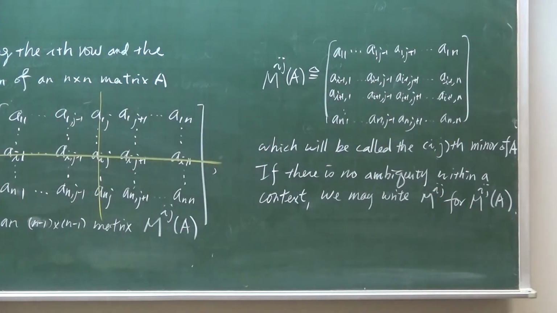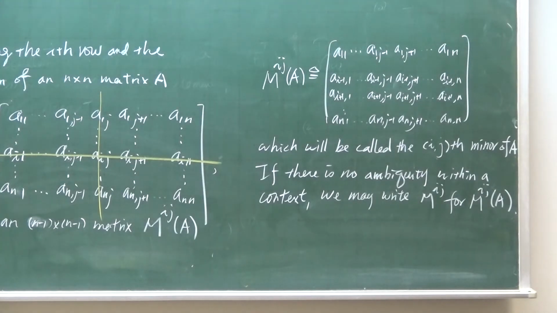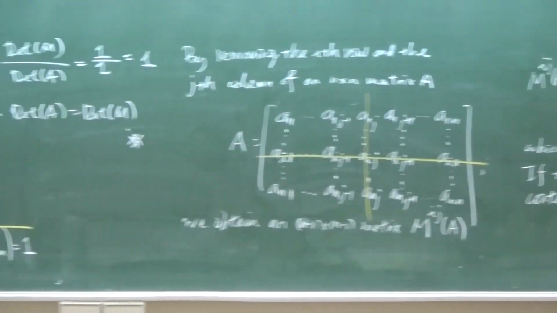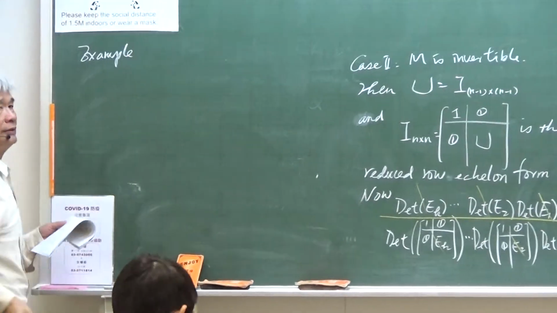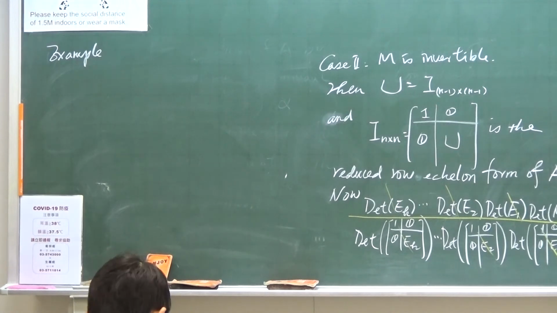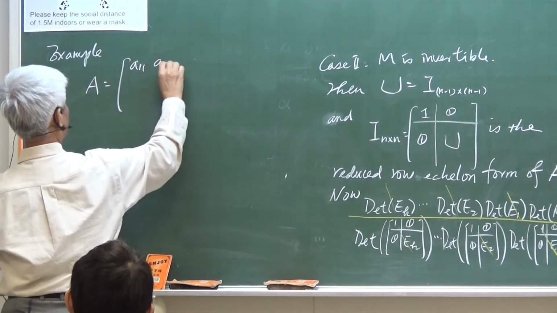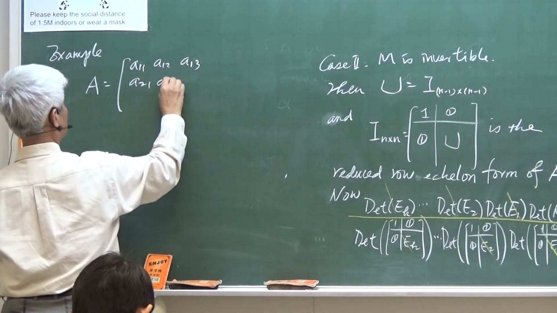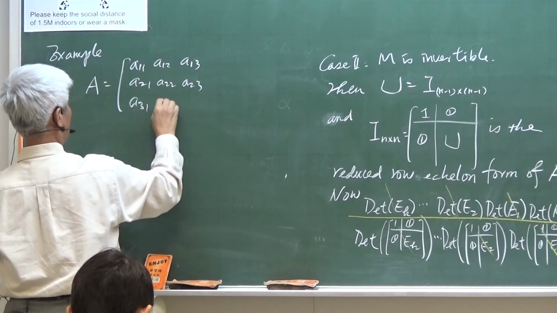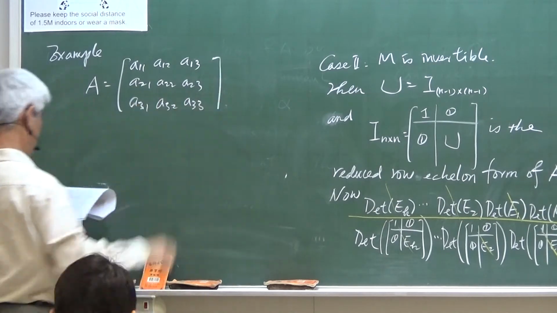Alright, so why do we need to consider the ij minor of a square matrix? Well, we take an example of calculating the determinant of a 3 by 3 square matrix. Suppose A is A11, A12, A13, A21, A22, A23, A31, A32, A33.